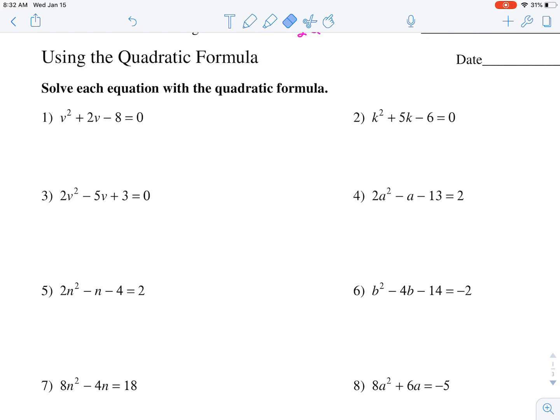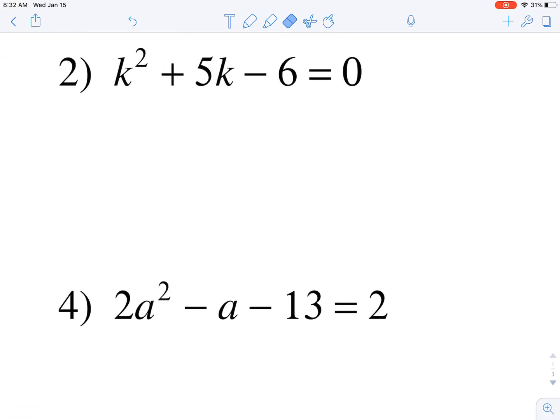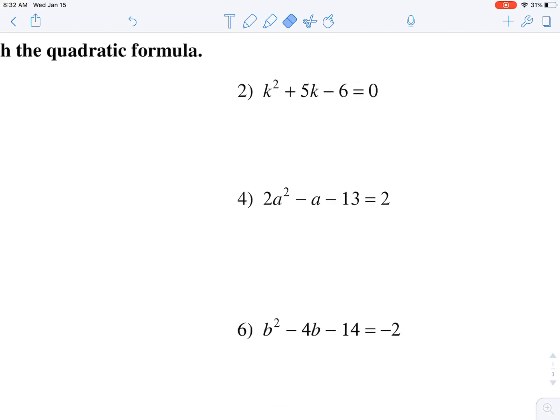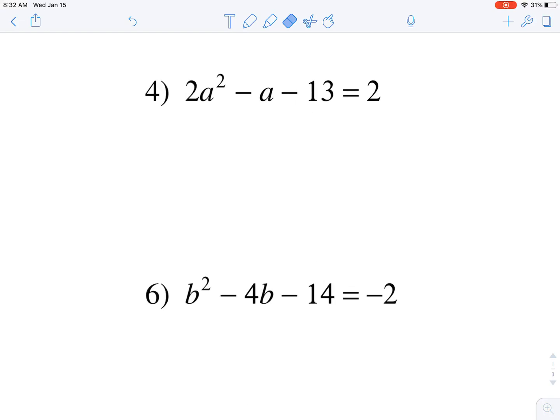Factoring when a is 1. Make sure you say a is 1. If you do it when a isn't 1, we don't know how to do that yet. Also, Khan Academy is great. So I'll do 2. Well, no, let's do one. I know I said I'd do an easy one, but let's do number 4.